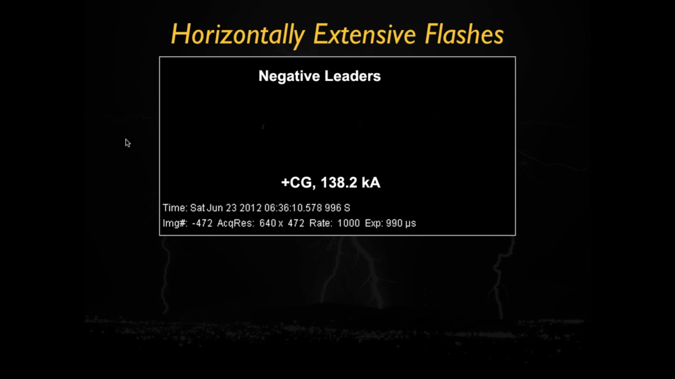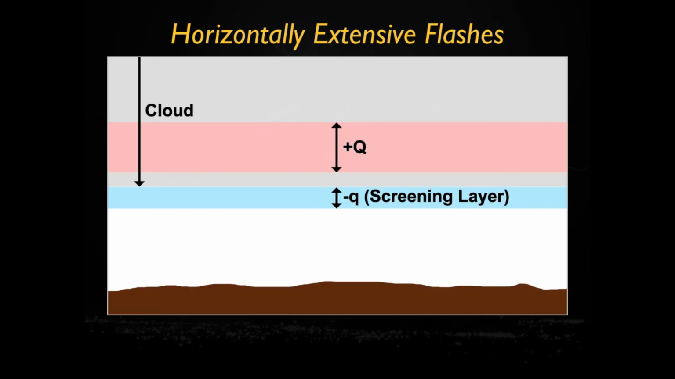So on occasion we do see similar observations as what they found in Florida. However, about 80 to 90% of the time when we see horizontally extensive flashes here in the northern high plains, or anywhere in the plains for that matter, we actually see what appears to be positive leaders below cloud base.